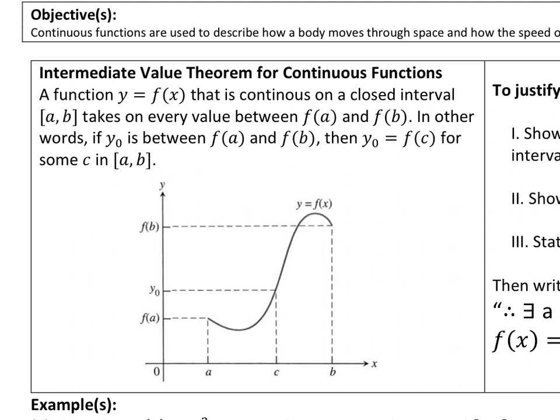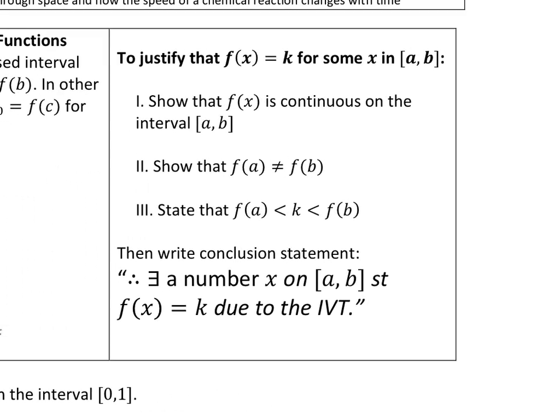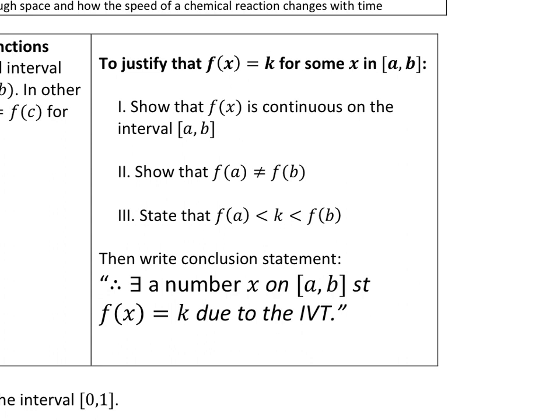But we're going to have to discuss this kind of like with continuity, where we had 3 requirements. There are 3 requirements or 3 steps to proving things by the IVT, the intermediate value theorem, and that's what we're going to be doing today, justifying our answers. The way you do this, to justify that f of x is equal to some value, 70 degrees, for some time or some x value on a certain interval, you do the following. Number 1, you have to show that the function is continuous.